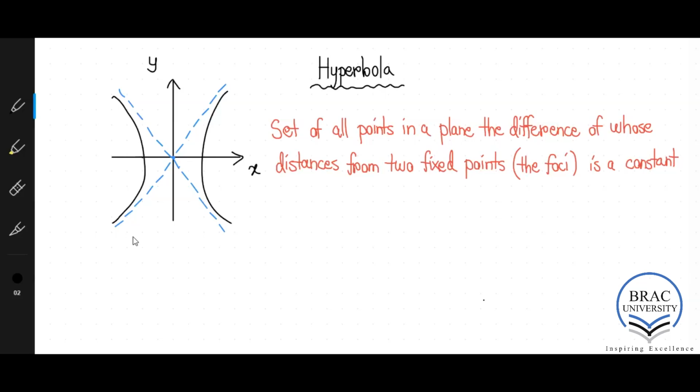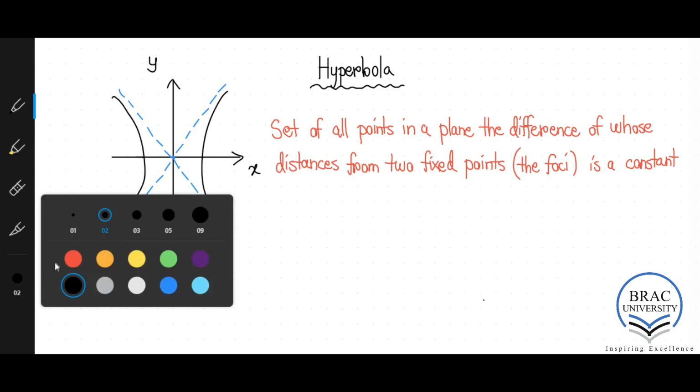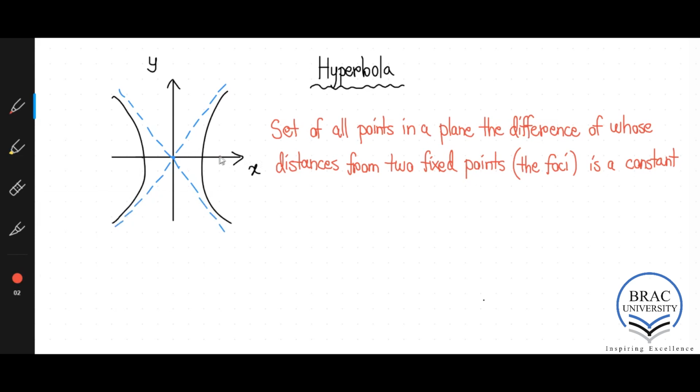In this video, we're going to be talking about hyperbolas. Hyperbolas are defined as the set of all points in a plane, the difference of whose distances from two fixed points, the foci, is a constant. So these two fixed points, as you can remember from a previous video, are the foci. So let's point them out here.